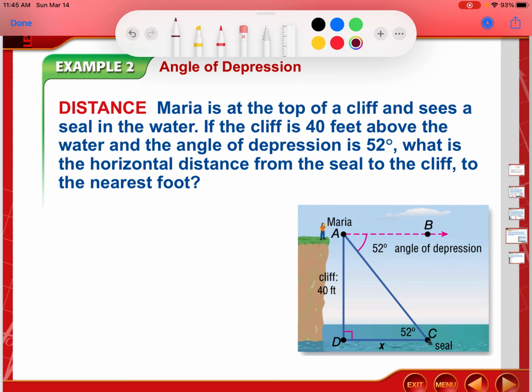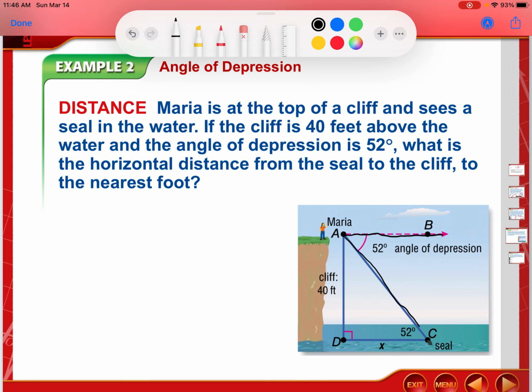Okay, so for this one, they say the angle of depression is 52 degrees from Maria to this massively adorable little seal. Now, we want to know the distance from the seal to the cliff. There's two ways to think about this when they give you a problem such as this. What we really have is two triangles, and the distance from the seal to the cliff is going to be the same if the seal's in the water or if the seal was up here. So you could just draw your triangle like this black triangle that I just traced out, and be fine.